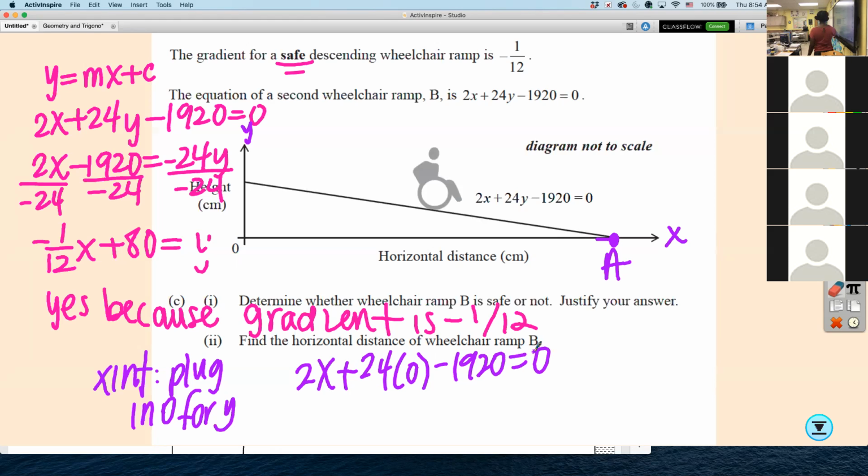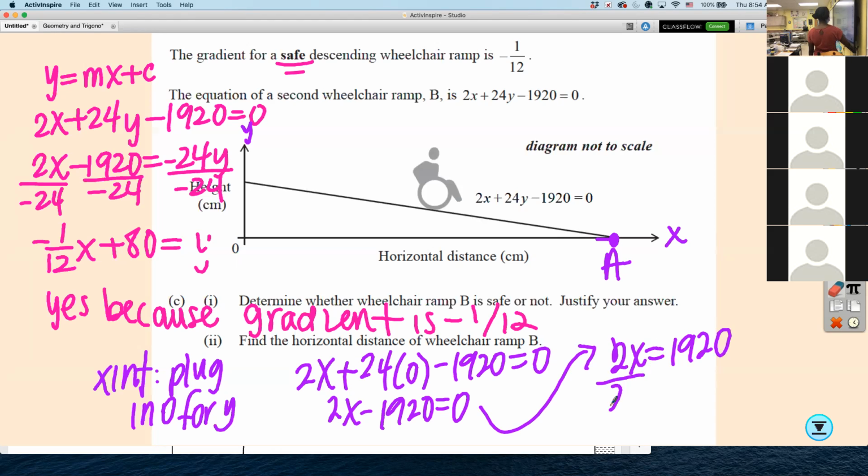So this becomes 2x minus 1920 equals 0. How do I solve for x? You add 1920 and then divide by 2 on both sides. And what's 1920 divided by 2? So then the horizontal distance is 960 centimeters. Don't forget your units.